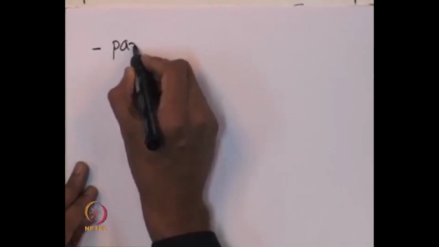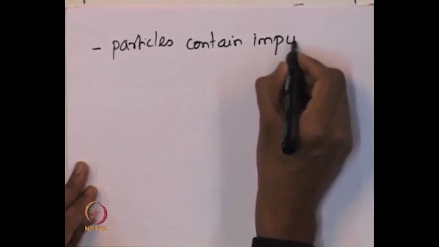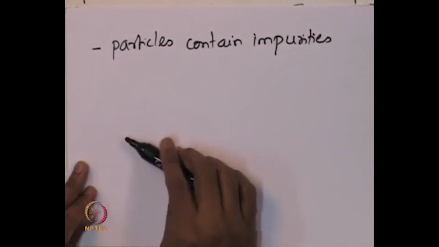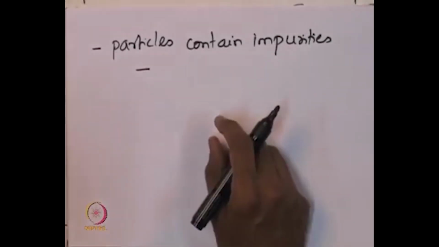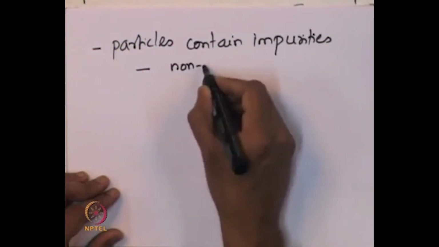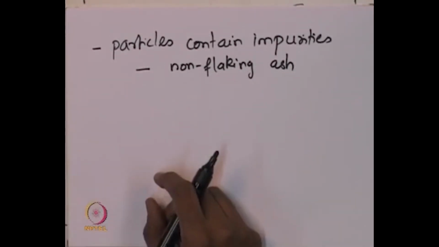This particular mode is possible when the particles contain a lot of impurities. These impurities are tightly bound to the solid core and they remain as a non-flaking ash. What happens is that after the reaction is conducted, these impurities continue to stay inside the solid core, and therefore it preserves the shape and size of the solid core, and these impurities remain as a non-flaking ash as the reaction proceeds.